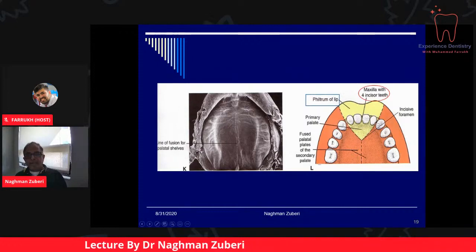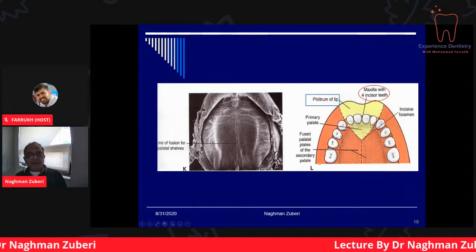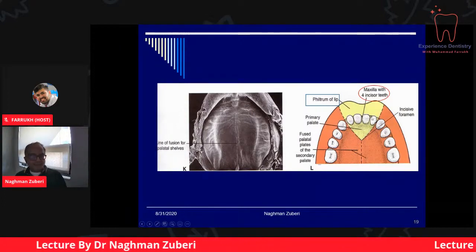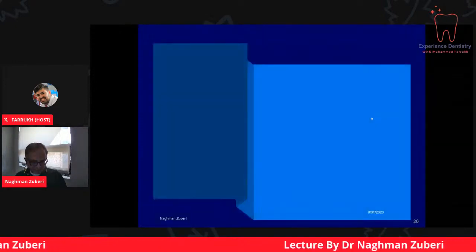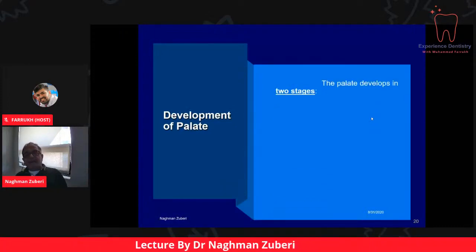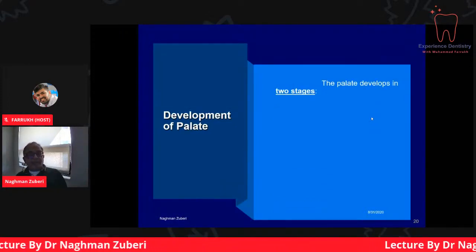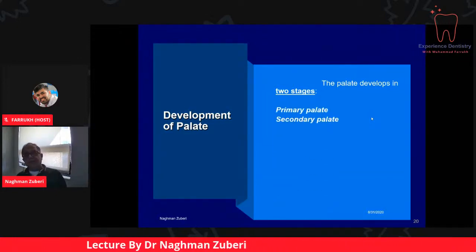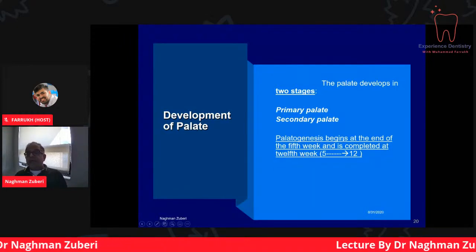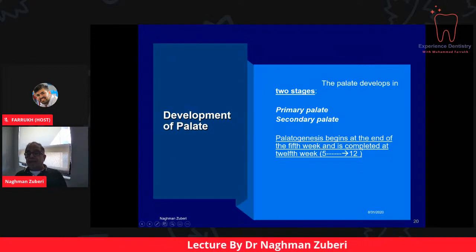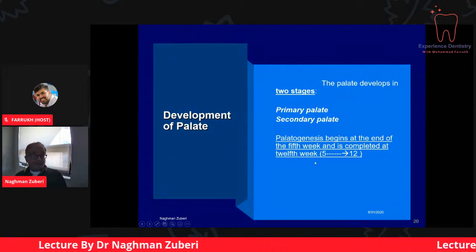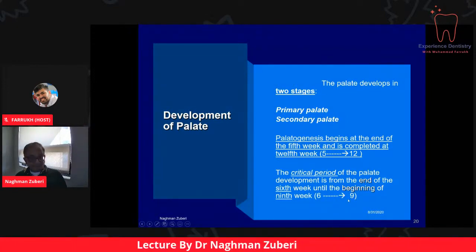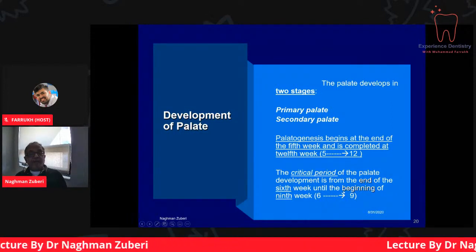So the 4 maxillary incisors come from the part which is formed by the fusion of the medial nasal prominences as well as the maxillary prominences. The development of the palate occurs in 2 stages. Firstly, the primary palate, which I have already mentioned, and then the development of the secondary palate. Palatogenesis begins at the end of the 5th week and is completed at the 12th week. The critical time is between 6 to 9 weeks. This is the time when clefting of the palate may occur.